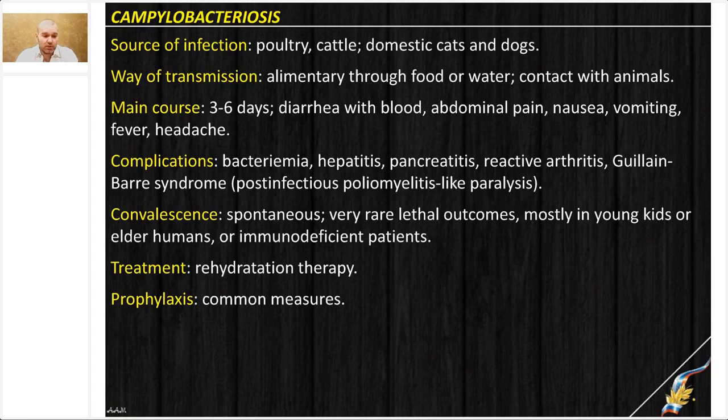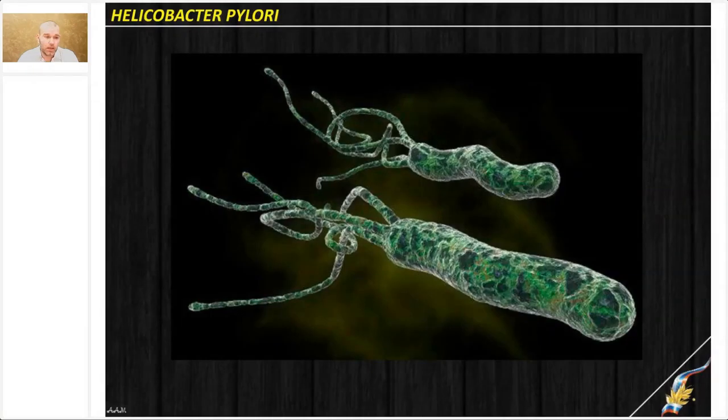For prevention of the disease, of course, we don't have any specific measures, but common measures of food infection prevention are used, such as washing hands, keeping animals clean, disinfection, sterilization of water, and proper cooking of food products. Usually, it is enough to prevent any diarrheal disease and campylobacteriosis as well.